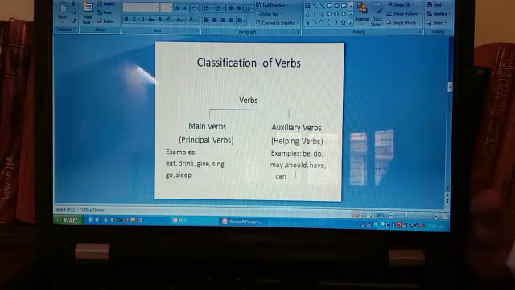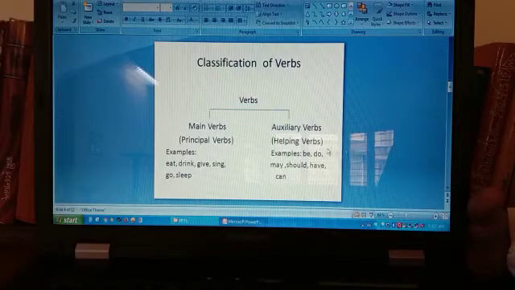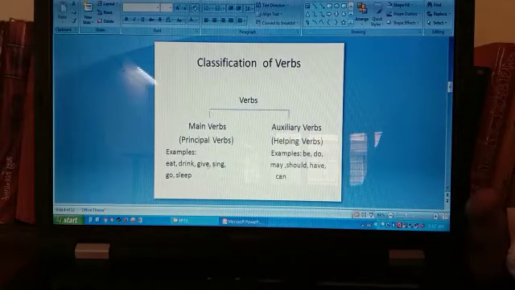Now, since modals is a classification of verb, we must know about the major classification of verbs. Here we can see the verbs can be divided mainly into two subdivisions. They are main verbs and auxiliary verbs. What are main verbs? They are also known as principal verbs. Examples are eat, drink, give, sing, go, sleep.